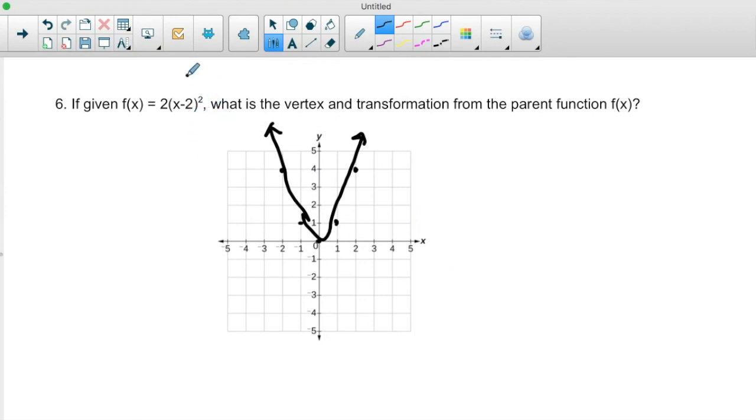Okay, here we have a horizontal shift. So because it says x minus 2, remember it's x minus h, we just want to look at h. That means it moved 2 units to the right. So from here, we're going to move 2 units to the right. 1, 2. So here's my vertex. It doesn't move up and down because there's no plus k here. So it stays here. Now, because it's a 2, it's going to be more narrow.